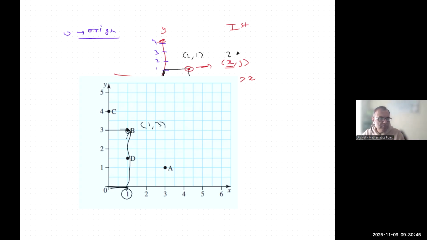Now, can you give me the position of C? 0, comma 4. Good job. Can you give me the position of D? 1, comma 1.5. Good job. So far, so good. All right. Let's go to the next page. So you're getting it. Great.